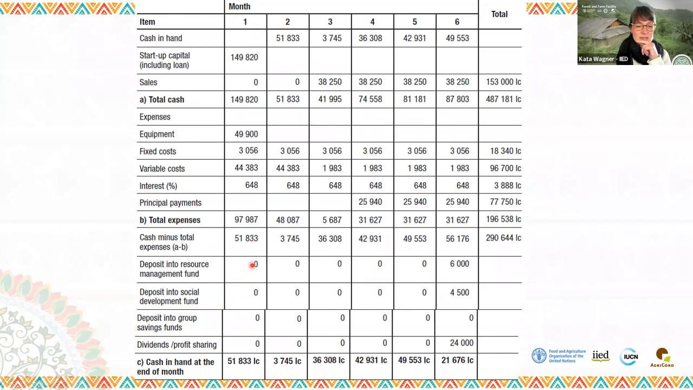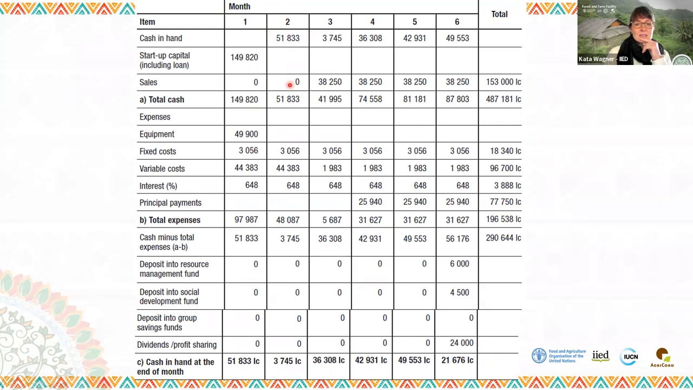So you add up all your total expenses. And then this is deposit into resource management fund, deposit into social development fund. So here for the first month, they say they will not make any of these deposits yet, but in month six, they will pay towards those funds. So they calculate the total expenses and the total cash that they have. In this case, they didn't have any in the beginning, and they will come up with minus. So then they calculate, okay, this is how much we would like to take as a loan. And based on the loan that they will have here at the top, they will now have some cash in hand for that month after they have deducted all their expenses.